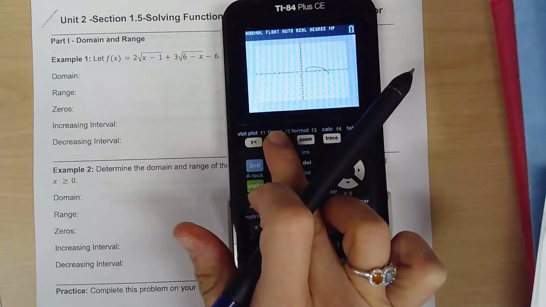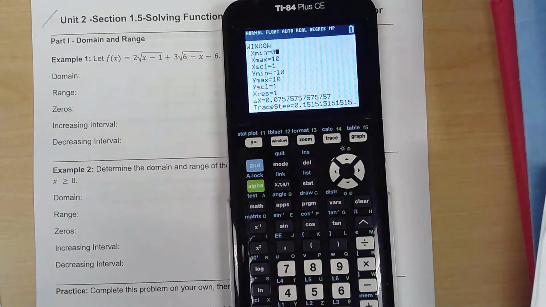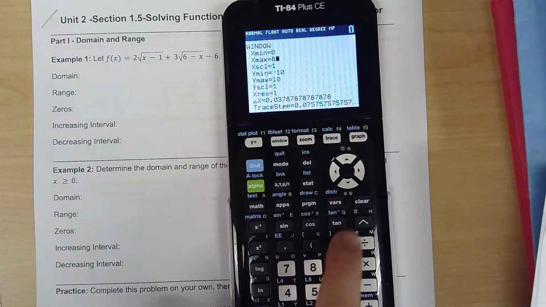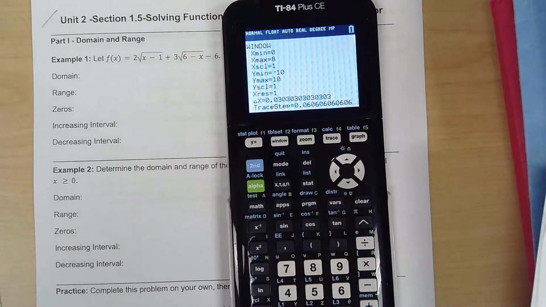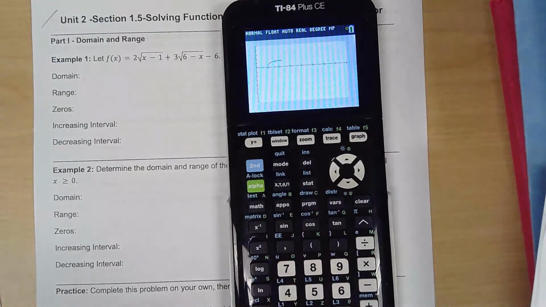So I'm going to hit the window button and change my x minimum to 0, because there was nothing on that side of the graph, and my x max to 8. X scale just means what you want to count by, so I'm going to count by ones. My y min I'm going to go down to -8 and my y max to 5, and again I want my scale to be 1. That's a little bit better picture of the graph.